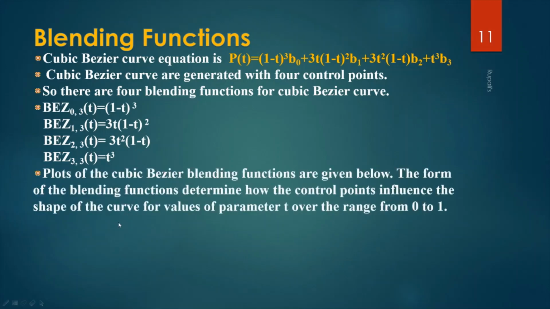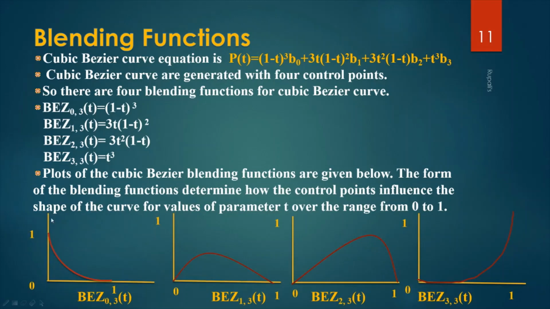So plots of the cubic Bezier blending functions are given below. The form of the blending function determines how the control points influence the shape of the curve for values of parameter t over the range from 0 to 1. If we plot this, we get 4 curves here, where t lies between 0 to 1. After plotting, B_0,3(t) is this, B_1,3(t) is this, B_2,3(t) is this, and B_3,3(t) is this. So these are the blending functions for the cubic Bezier curve.